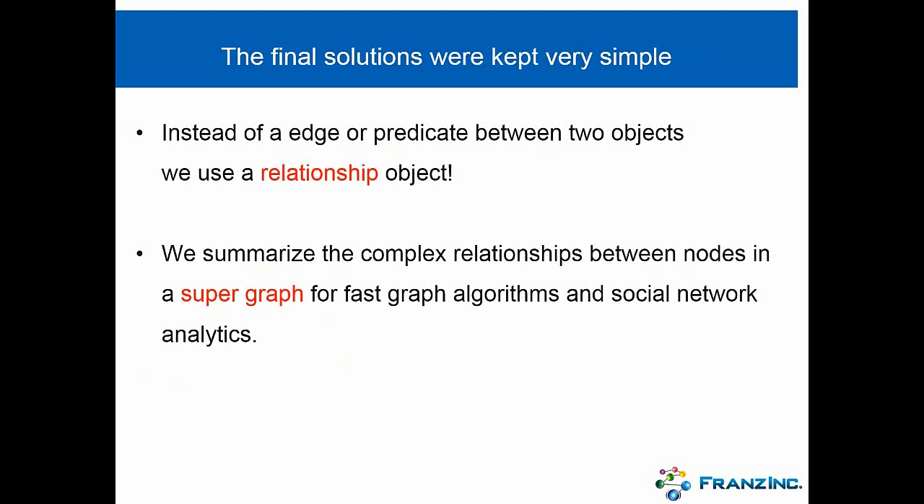So the pattern that I'm going to talk about today is where, instead of having a direct edge between two nodes, we use a relationship object. But then for super fast graph algorithms, we also keep the original link around. So this is not in any way big new technology. This is just a pattern that we've seen that works. And I'm just going to take you through a few use cases.